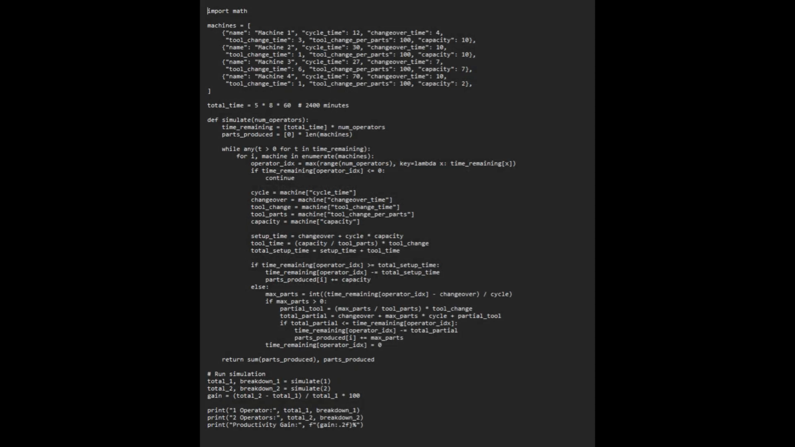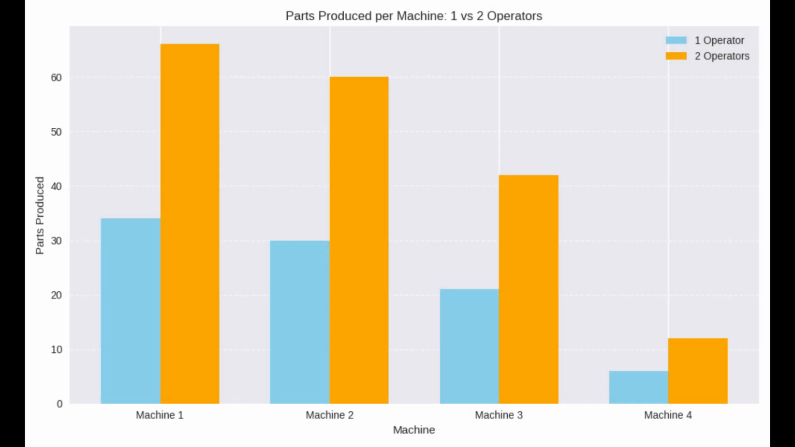It prints out the results, as you saw in the first image. And then here is the next image, which is the bar graph of the simulation. As you can see, Operator 2 is clearly overwhelming because they are better and more productive.